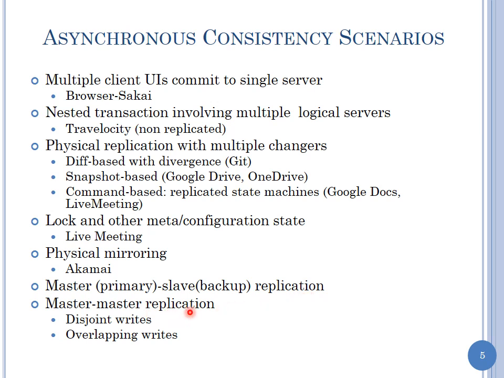And master replication with disjoint writes and overlapping writes. David? But then there are two cases here where the masters are handling disjoint writes or overlapping writes. Disjoint means that every master is responsible for some subset of the writes. So this master is responsible for Indian Facebook accounts, and this master is responsible for the Chinese, or I don't know if China has Facebook or not, but the US Facebook accounts.